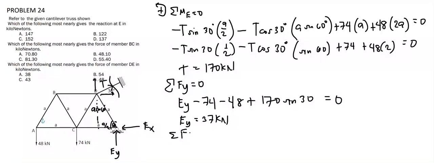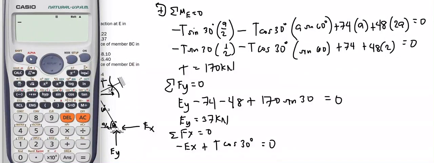And to solve for EX, we take summation force horizontal. So EX is equal to, taking summation force horizontal, we have negative EX that is going to the left plus the horizontal component for T, that is T cosine of 30 degrees equal to 0. And we can now solve for EX, that is negative EX plus T with a value of 170 cosine of 30 degrees equal to 0. We get EX is equal to 147.22 kilonewtons.